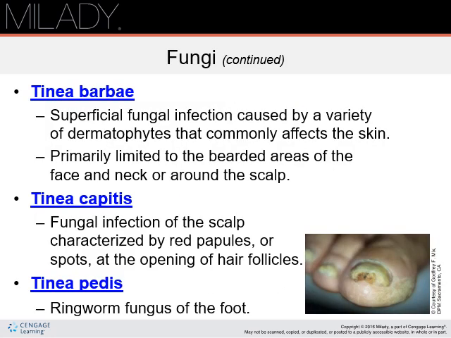Tinea barbae, a superficial fungal infection caused by a variety of dermatophytes that commonly affect the skin, primarily limited to bearded areas of the face and neck around the scalp. Tinea capitis, a fungal infection of the scalp characterized by red papules or spots at the opening of the hair follicle. Tinea pedis, ringworm fungus of the foot.